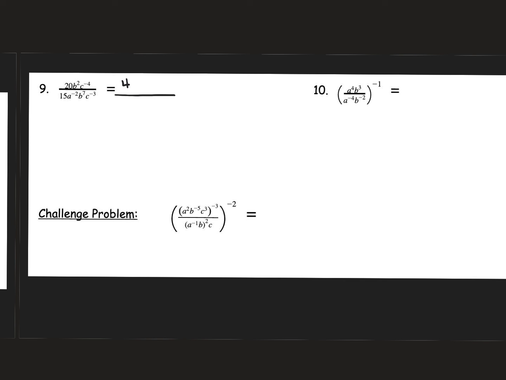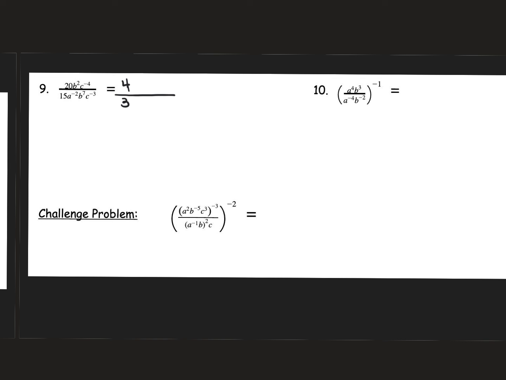And then 15 divided by 5 is 3. So I have a 3 in my denominator. All right, so let's take a look here. We do not have a base of a in my numerator, but I have a base of a in my denominator. But you see, a has an exponent of negative 2.